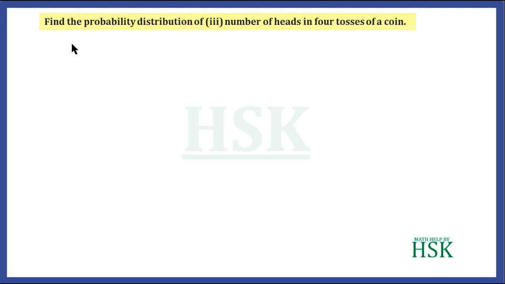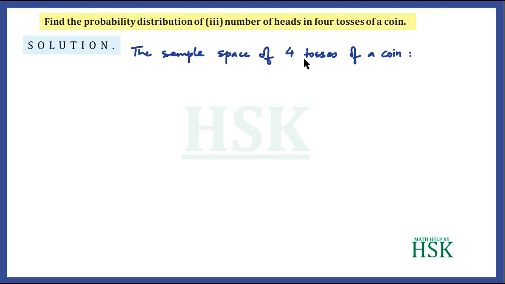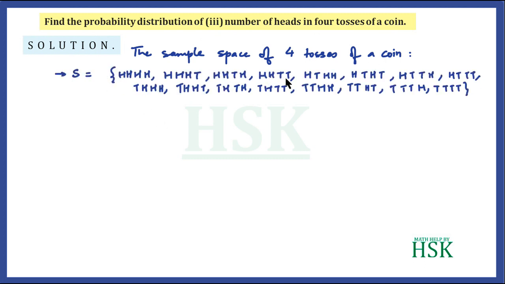Now we shall move to the third part of the same question. In the third part, we have to find the probability distribution of the number of heads in 4 tosses of a coin. Okay, so to solve this question, first of all, we consider the sample space of 4 tosses of a coin, and this would be equal to these outcomes. Okay, so we can easily prepare the table of the sample space of 4 tosses of a coin. We have done this question previously also in previous exercises. So we are not explaining how the sample space of 4 tosses of a coin is obtained, because it is quite simple at this level.